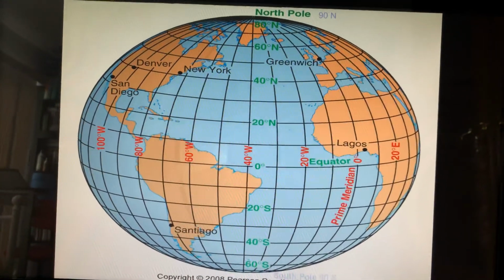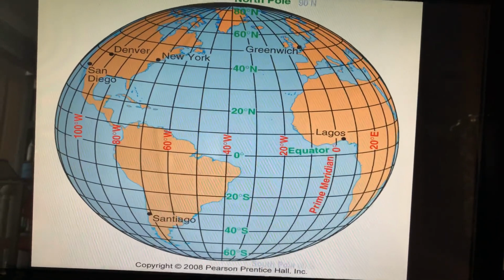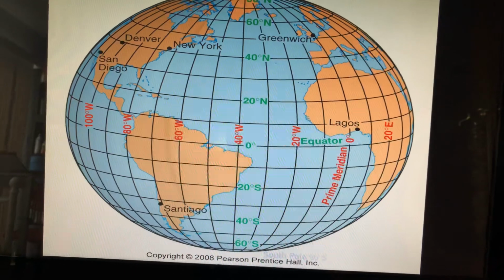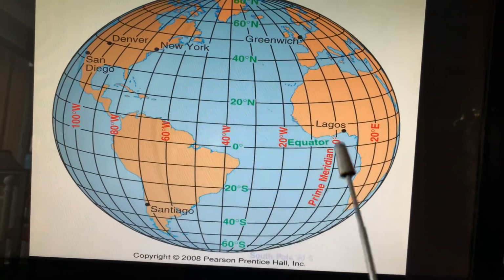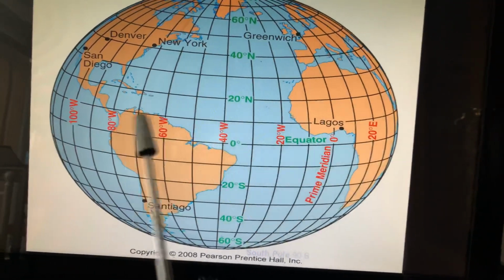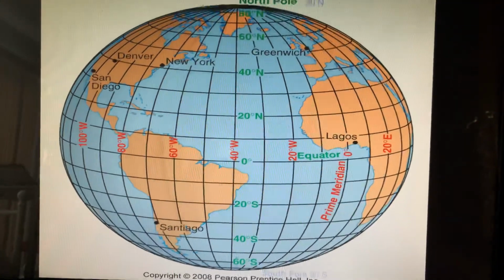And as you see, the numbers in the northern and the southern hemisphere are the same, north and south of the equator. And in using the longitude, the numbers also are the same, west or east of the prime meridian. Okay, let's go to your pages.